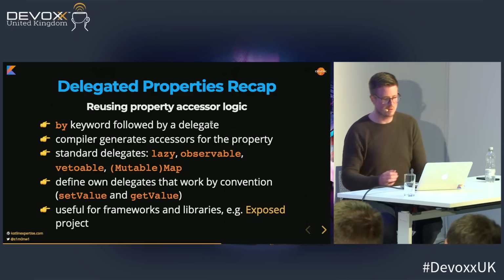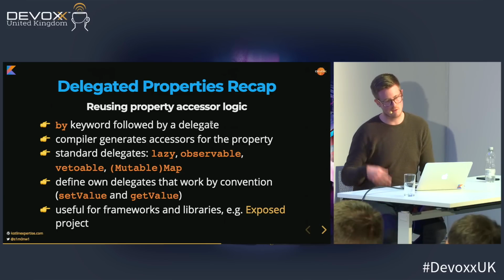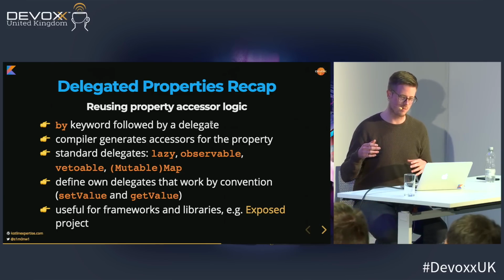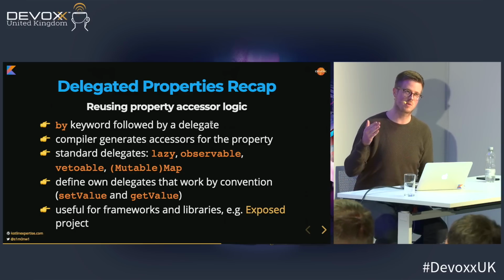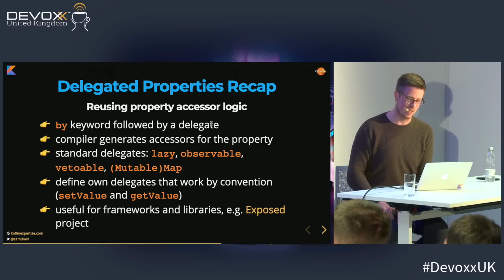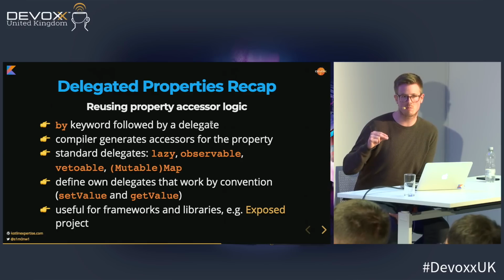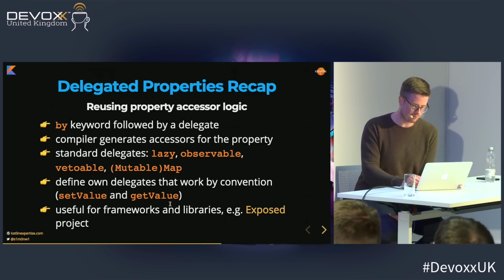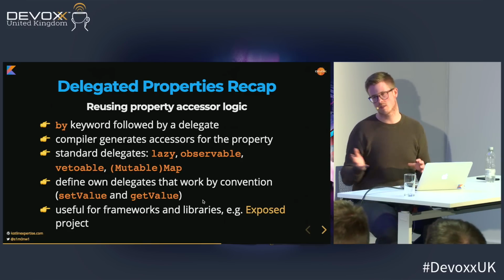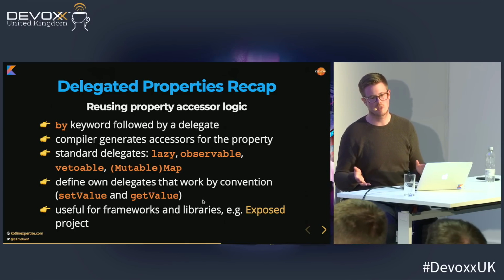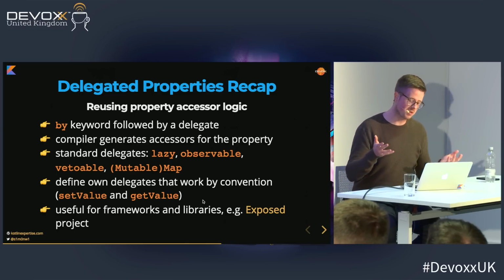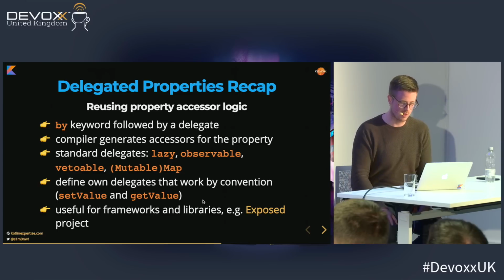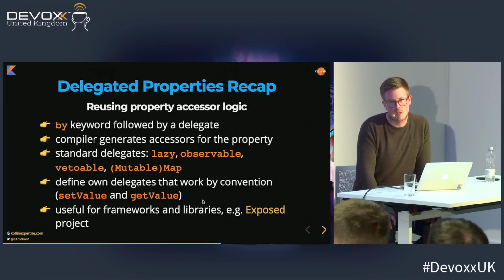The compiler will generate all the accessor logic for you. So if you have the by keyword in your code, it will actually in the bytecode have another property referring to that delegate, and whenever the actual property is being used, it will delegate to that property using the setValue and the getValue functions. Right, so this feature will sometimes be used in your code, but it's also very often used in framework and library code.